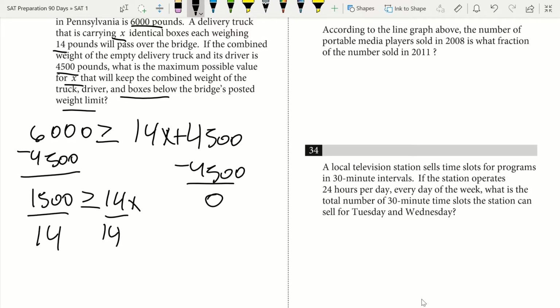So 1,500 over 14, I plug that in my calculator, and that's going to give me 107.1. I have to round down because if I round up, I'm going to be over my weight limit. So my answer there is going to have to be 107.